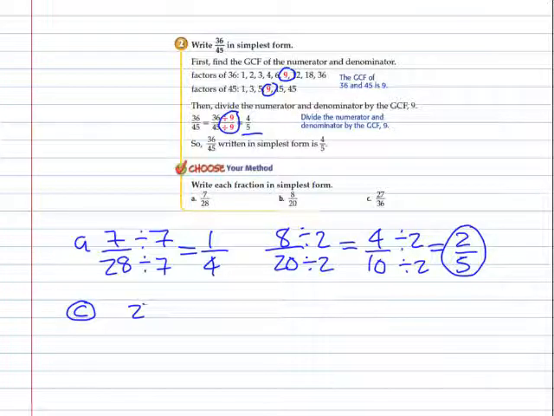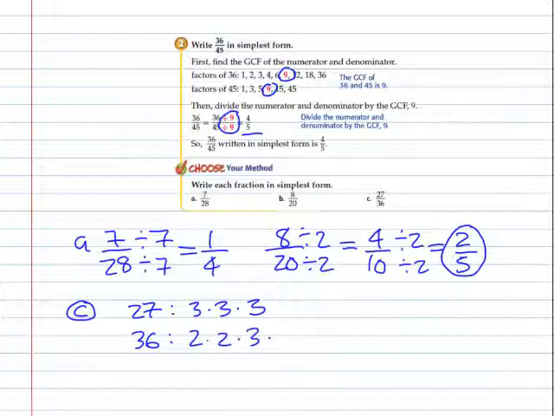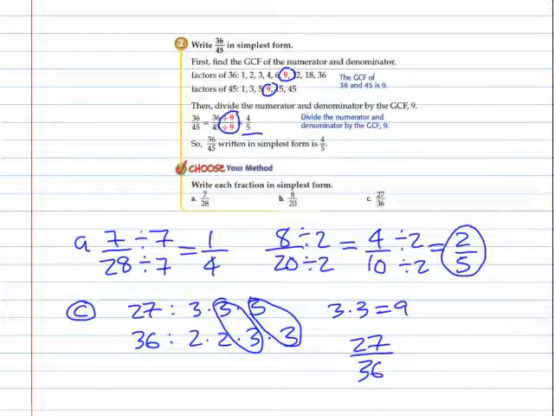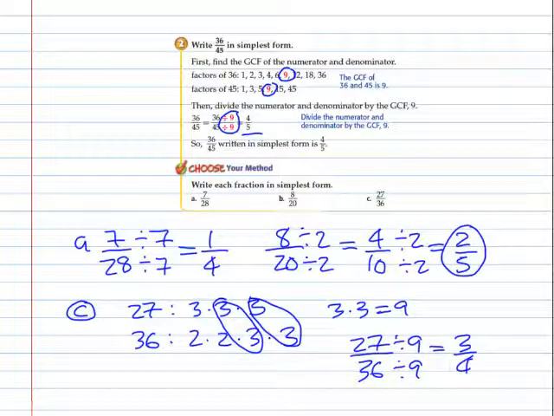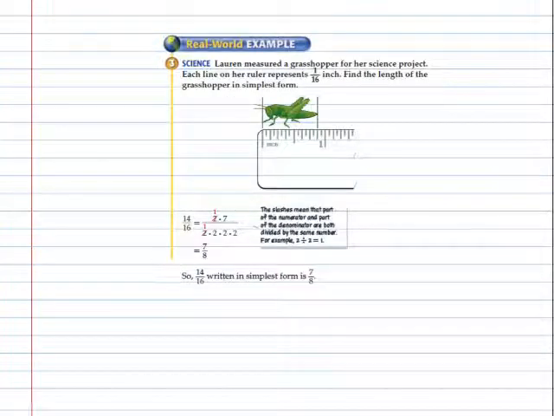C, we're going to do prime factorization for this one. 27, the prime factorization of 27 is 3 times 3 times 3. The prime factorization of 36 is 4 times 9, which is 2 times 2 times 3 times 3. So the greatest common factor would be 3 times 3, which is 9. It's the product of the common prime factors, which determines your greatest common factor. So 27 over 36, dividing both numerator and denominator by 9, gives me 3/4.